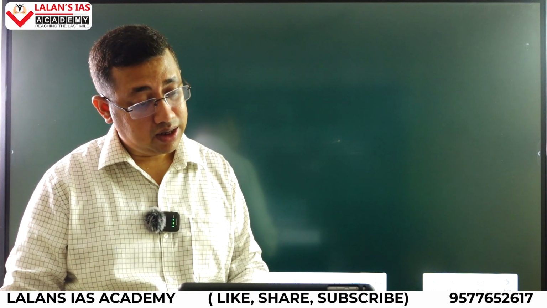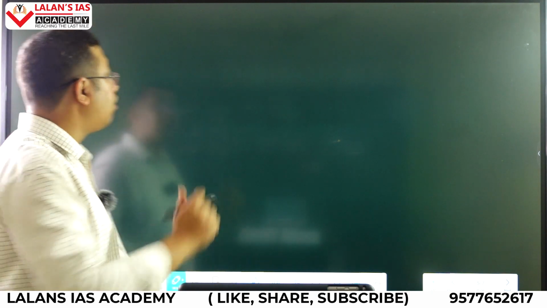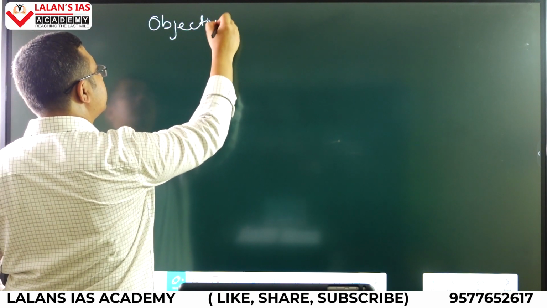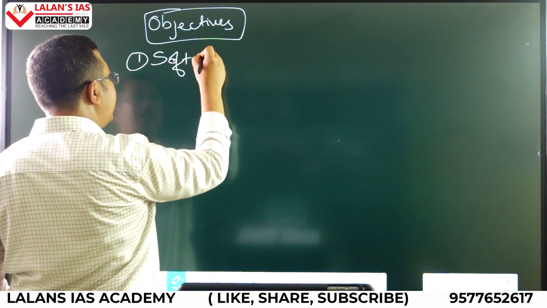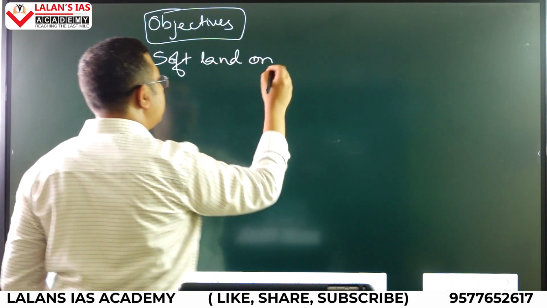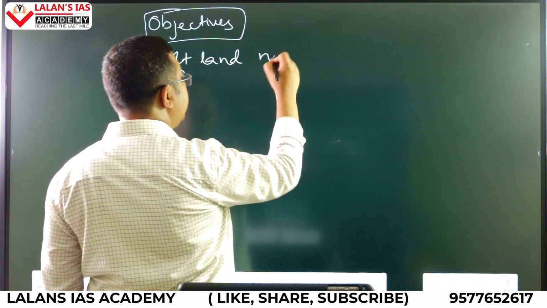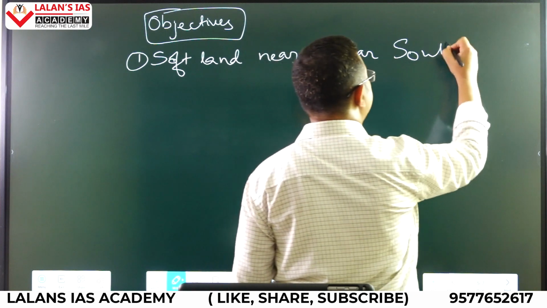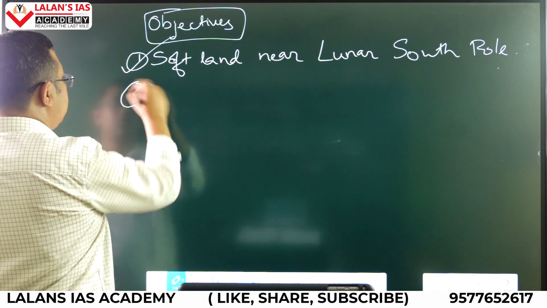Space Day. 23rd of August will now be known as the National Space Day. Okay. So we soft landed on the Moon. So there were mainly three objectives. Objective number 1 was to soft land near the lunar south pole, and the objective was attained on August 23.